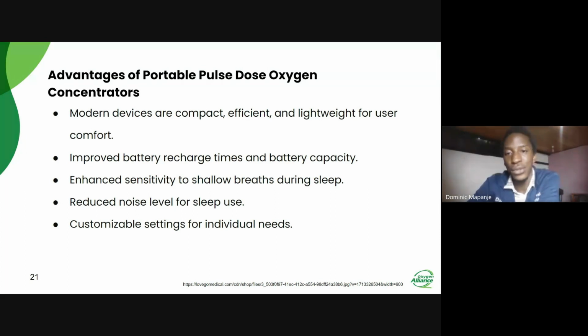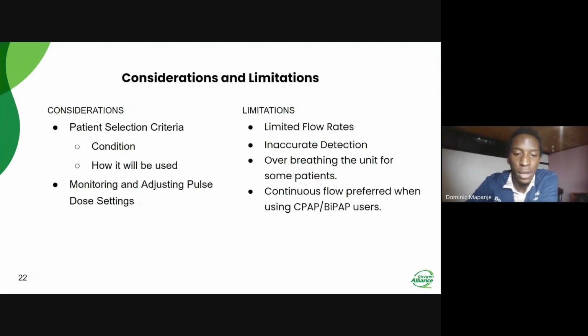But there are some considerations and limitations that you have to take into account when you are using these devices. For the considerations, you have to consider the condition of the patient. There are some conditions where you don't need to use the pulse-dose oxygen concentrator; you will require a continuous oxygen concentrator. So you have to consider the conditions. This is done by the healthcare provider or your doctor. You consider whether you should use a pulse-dose or a continuous concentrator, and also how it is going to be used.